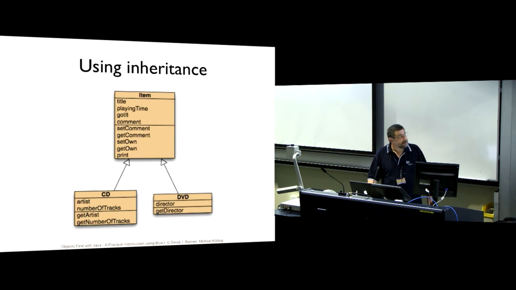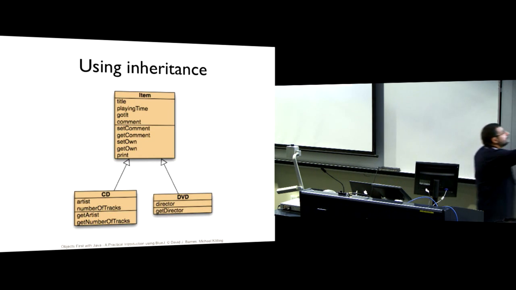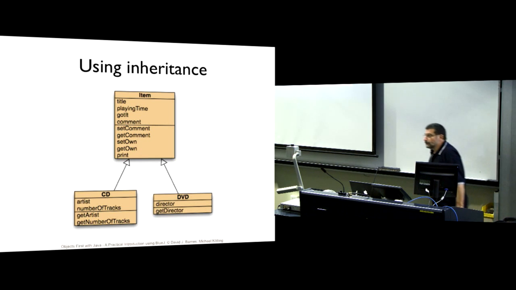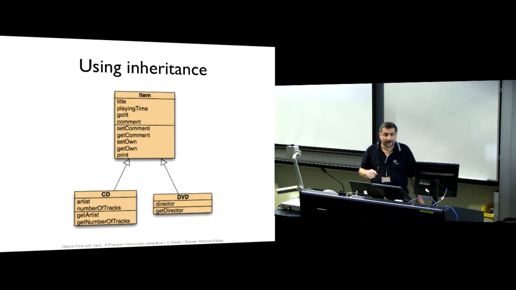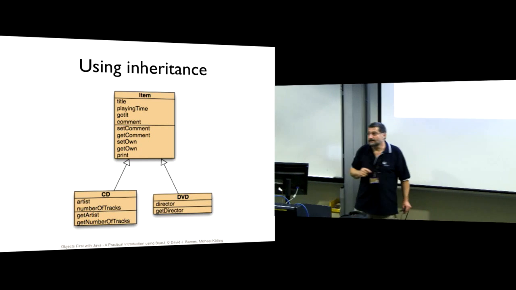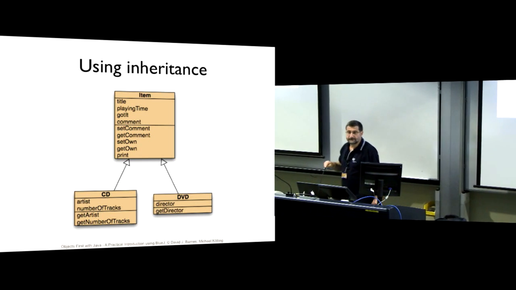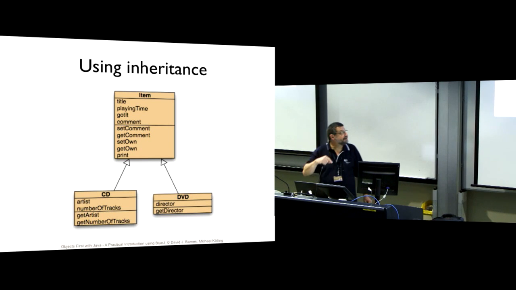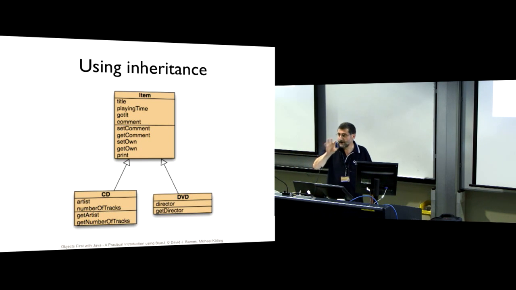Right? So both the CD and DVD inherit from item all the methods, all the public methods that are declared up there and all the public variables. Things that are declared private up in the superclass are not visible to the children, right? If it's in the parent and they're private, they're private only. They're limited to the parent and can't be seen by the children.